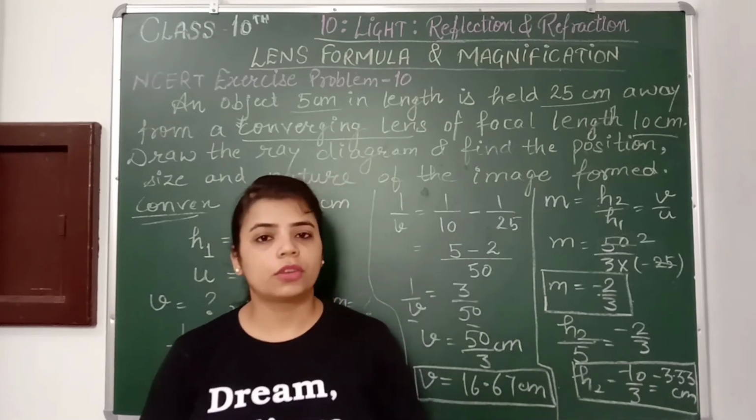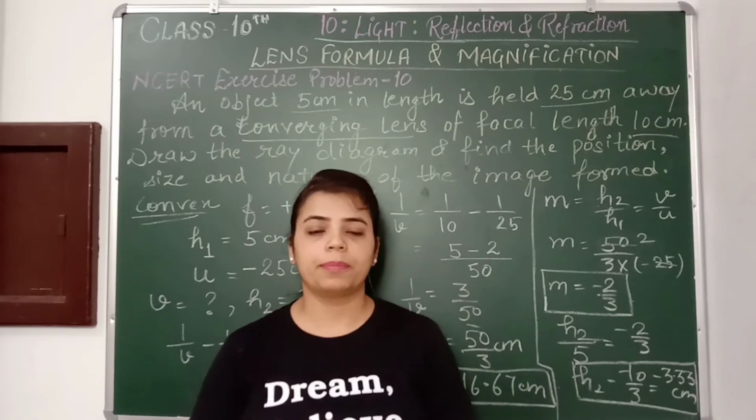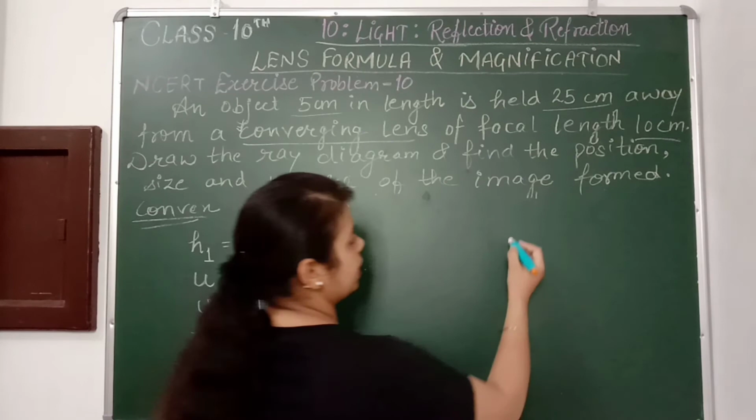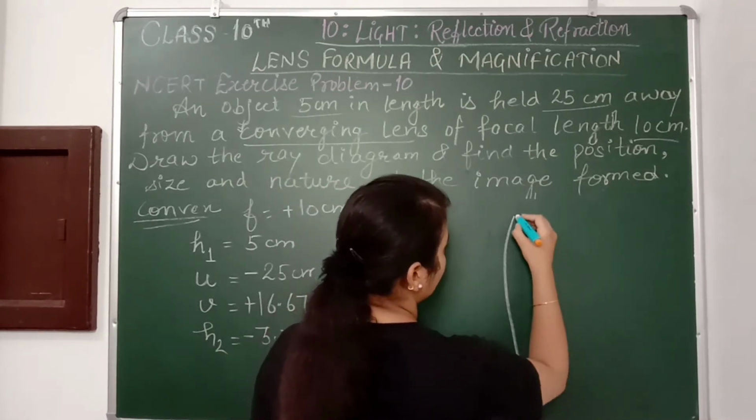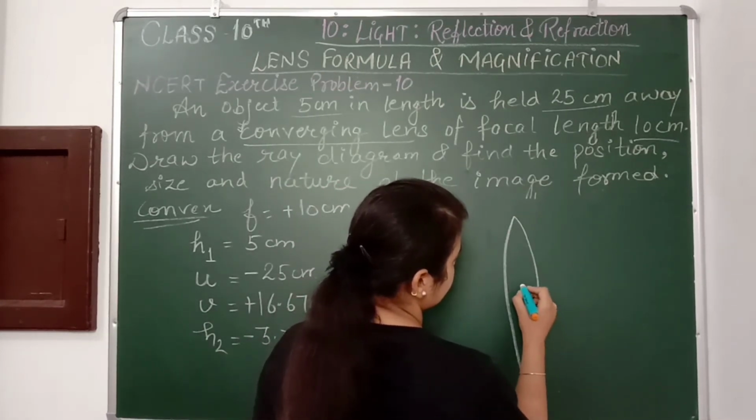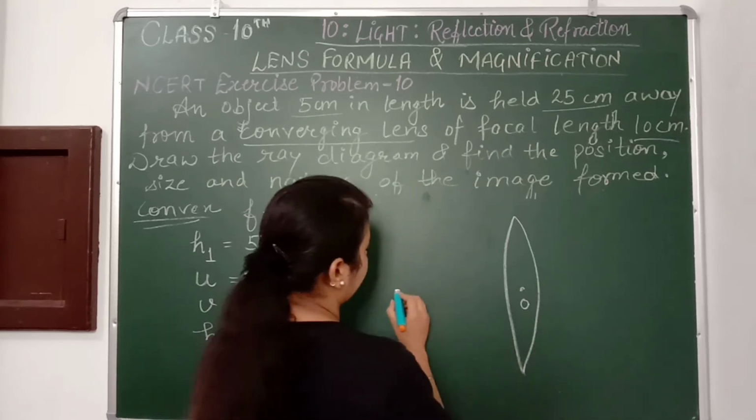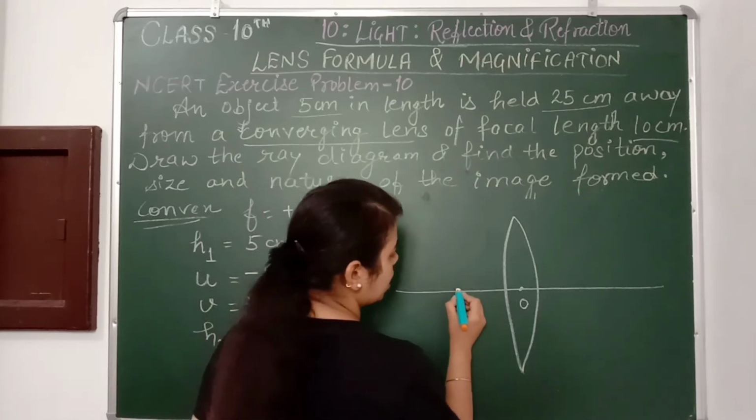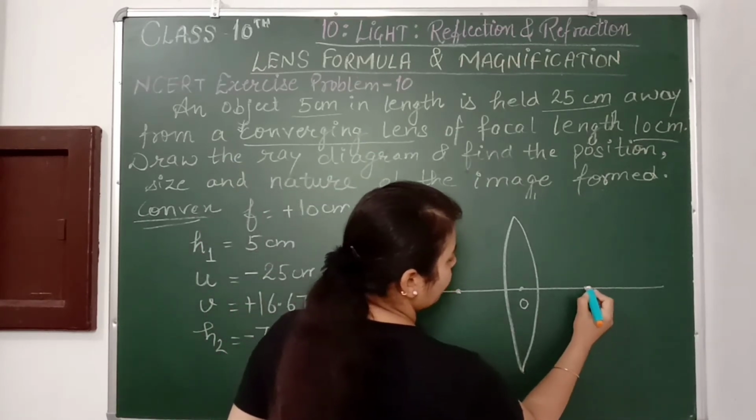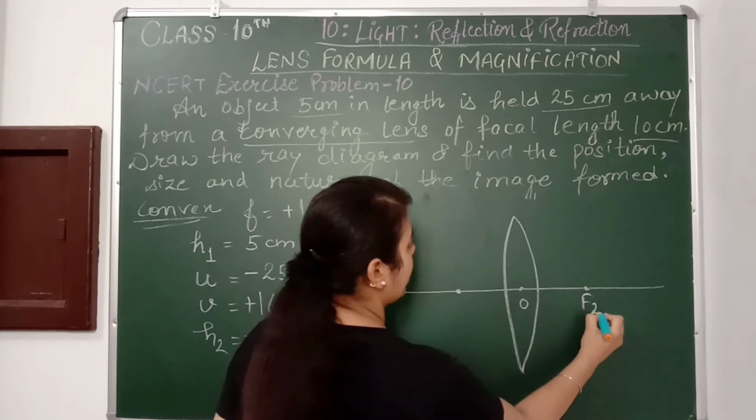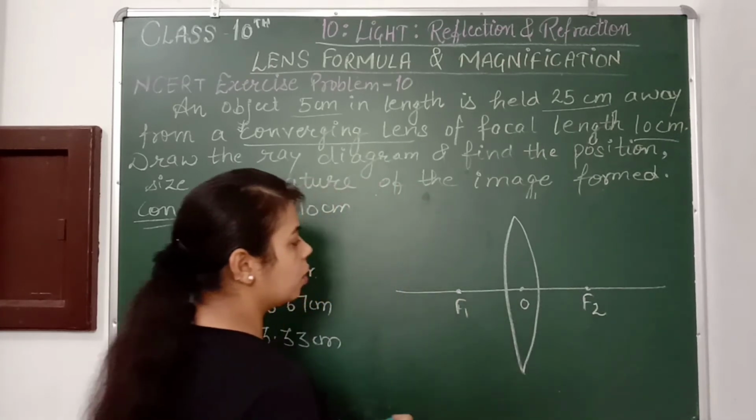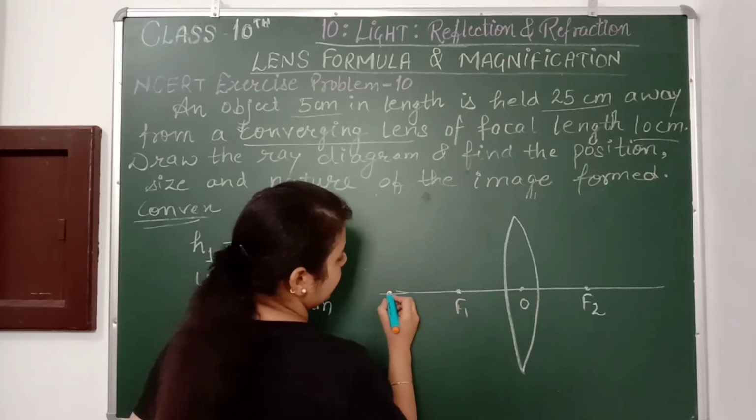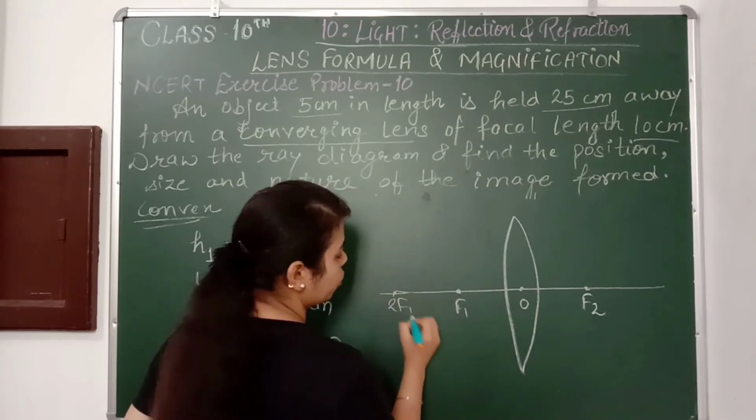So now we will draw the ray diagram for this example. At first we will draw the converging lens, that is convex lens. We will also mention the important points such as the optical center O, a principal axis passing through the optical center. We will take focus at equal distances on both the side and mention it as f1 and f2. And also we will take 2f1 at the double distance of focal length, 2f1 and 2f2.